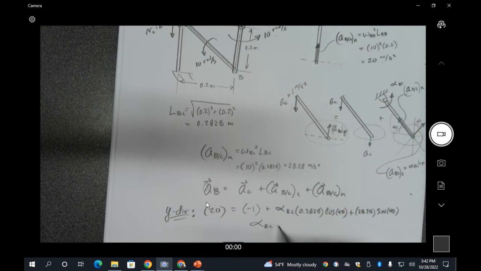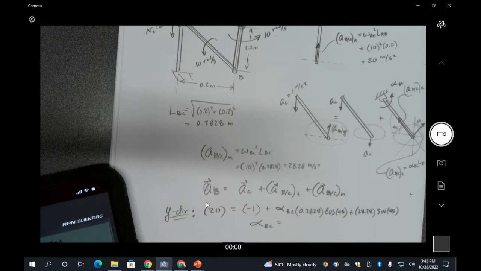And now we're going to be able to get alpha BC. We add 1 over to this side, which makes 21. Then we take 28.28, multiply it by the sine of 45, which is probably going to be 20, and subtract it over. That was interesting, right? It became 21, but now this becomes 20 right here. That's okay, it's going to be just 1. And now divide by 0.2828, and then divide by the cosine of 45.